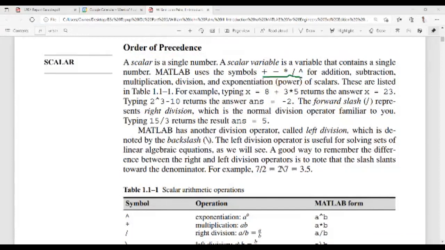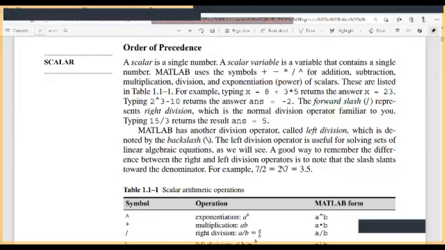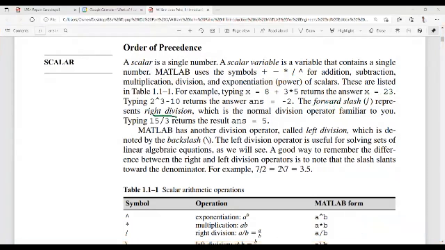So it's saying that when you come with the forward slash, you see where I have marked green? This part. So the forward slash represents right division, which is the normal division operator. So the right division is a normal division. Okay, that is the one we all know.